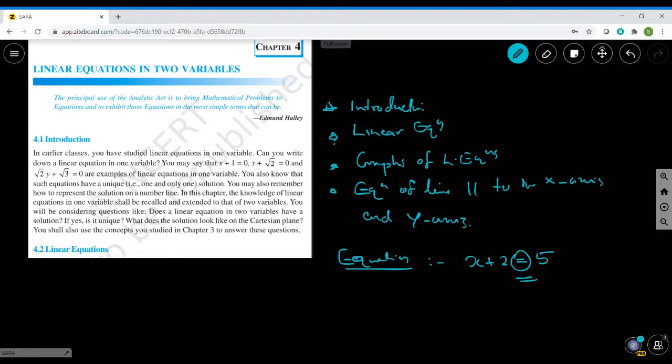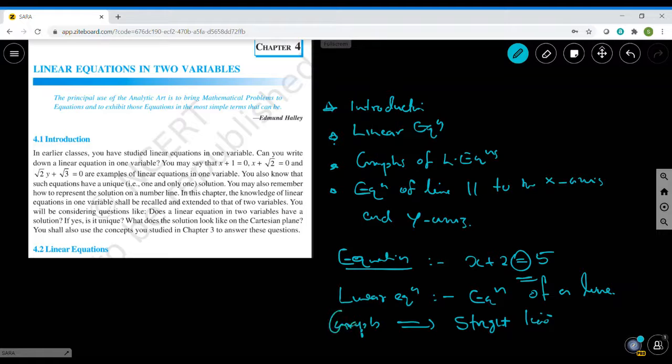So, linear equation means equation of a line. The graph of a linear equation will always be a straight line. So equation means there will be an equal sign. Linear equation means the equation of a line. The graph of a linear equation always will be a straight line.